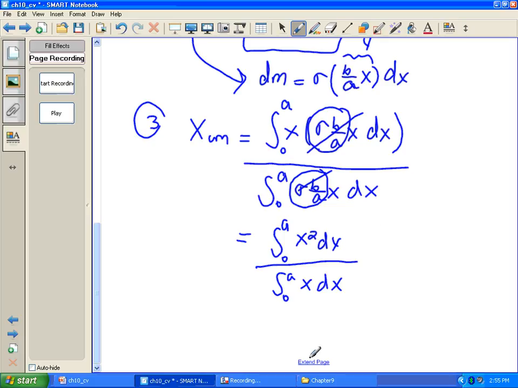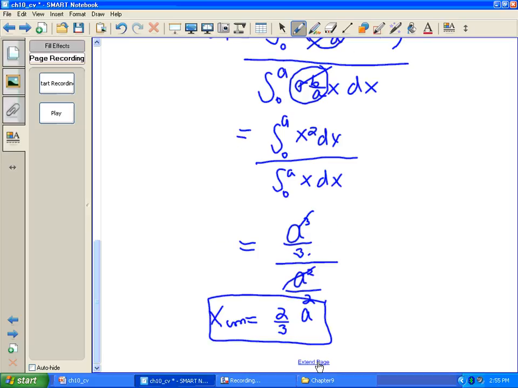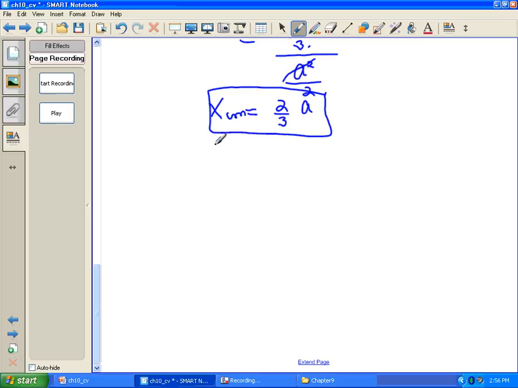Well, let's see. After we integrate, this gives us x cubed over 3, which gives us, after substitution, a cubed over 3, divided by x squared over 2, which becomes a squared over 2. This a cubed cancels a squared, and this 2 comes to the numerator, this 3 in the denominator, and sure enough, we have demonstrated that the location of the center of mass is 2/3 a. A little more challenging integral, but still quite doable.